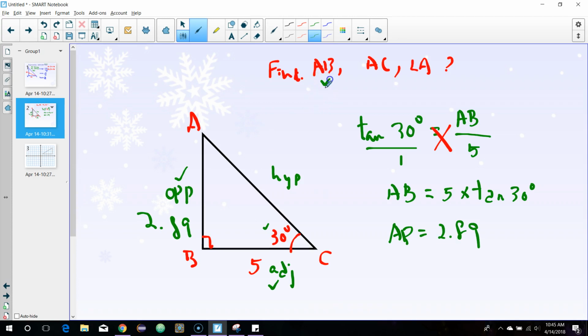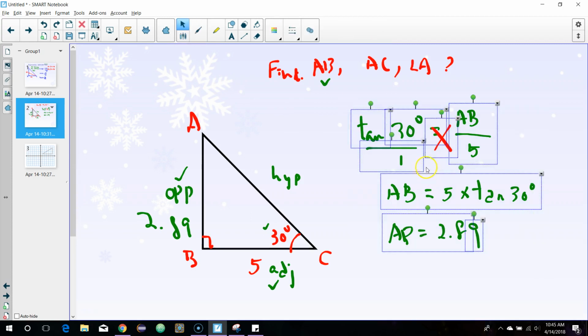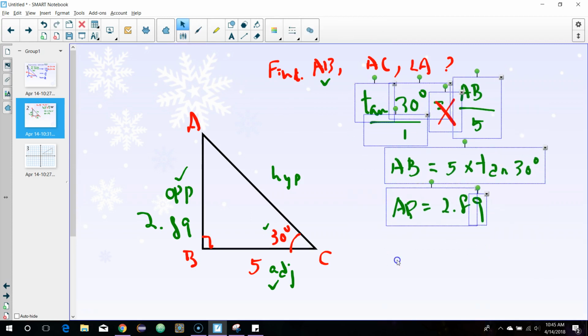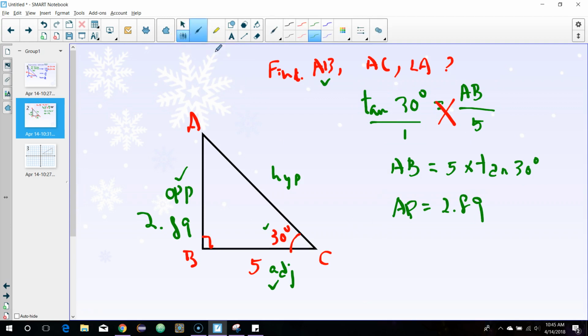And then they said we want to find AC. Because this is just like an example, I'm going to use the sine, cosine, tangent to show you. There are other ways. You can actually do a Pythagoras theorem over here with that 2.89. You'll be fine. But we want to do sine, cosine, tangent.